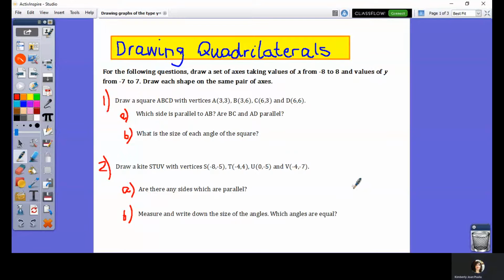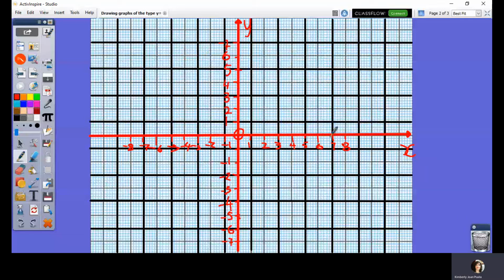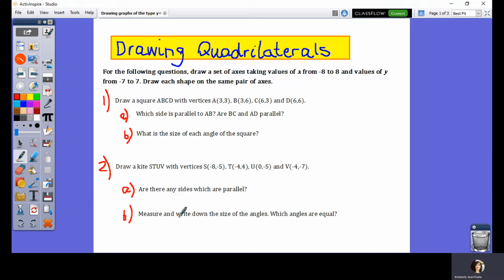Morning, everyone. Okay, so in this video, I'm going to work out this question for this problem. It involves drawing quadrilaterals on the same pair of axes. For this question, you need graph paper similar to this. You need a pencil and a ruler, preferably a long ruler, and you also need a protractor for answering some of these questions.